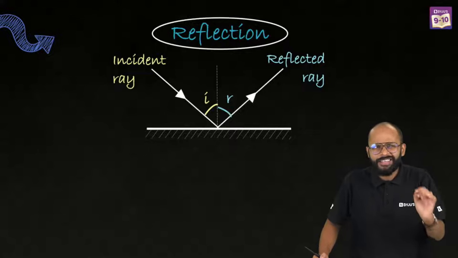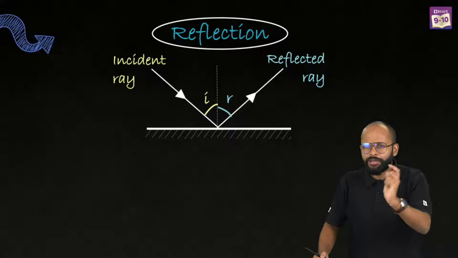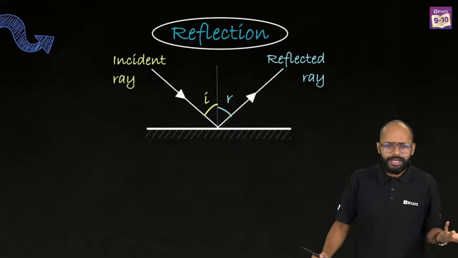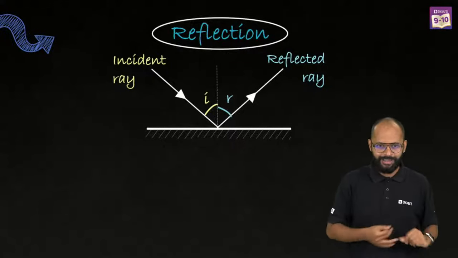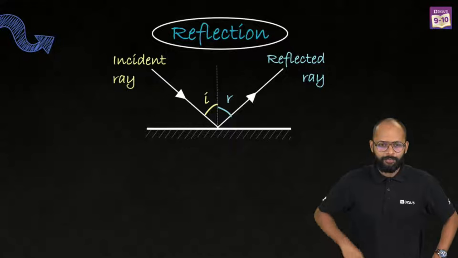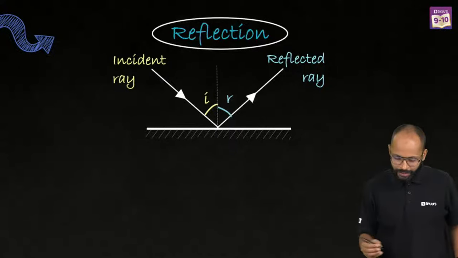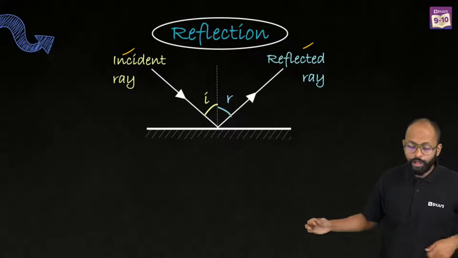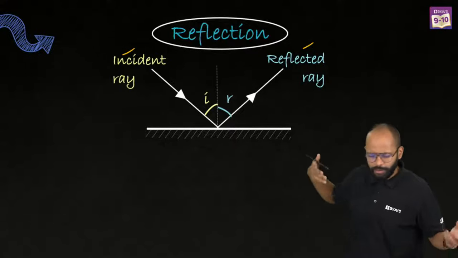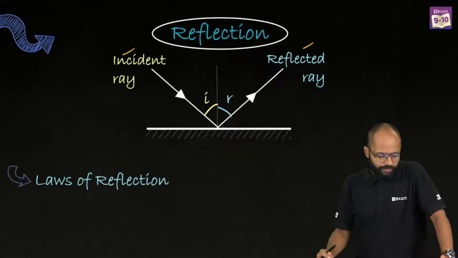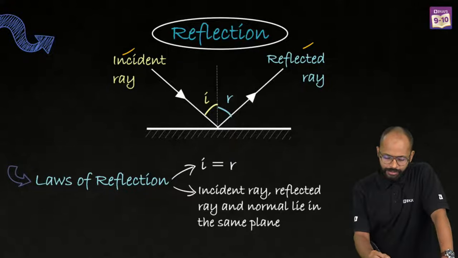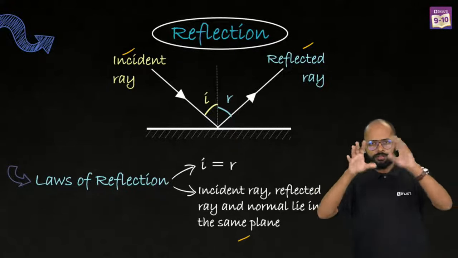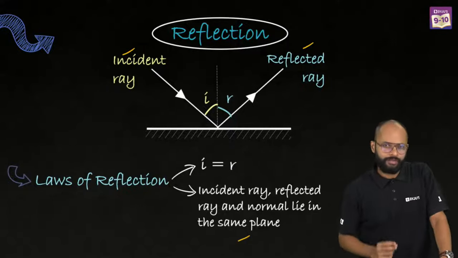The second law is: the incident ray, reflected ray and normal lie in the same plane. These are the two laws. Alright, this is the terminology, incident ray, reflected ray. Simple, okay? So the laws of reflection, I just told you: I equals R and the second one. Clear? This is about plane mirrors and the law of reflection.